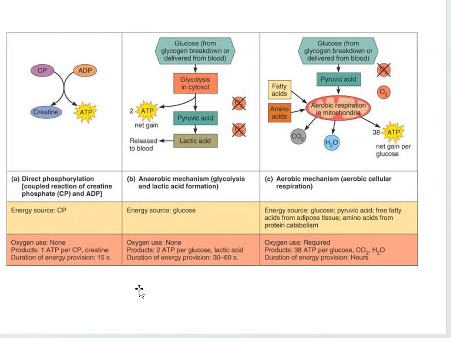So here's a summary of the main sources of ATP production. We have our immediate source of ATP and CP, roughly, we'll just say 10 to 20 seconds.